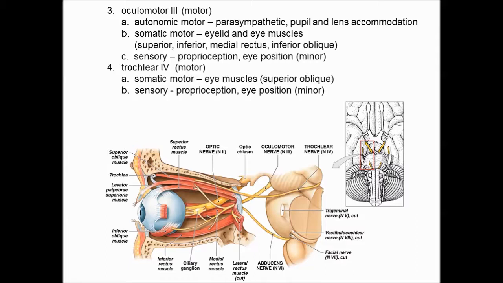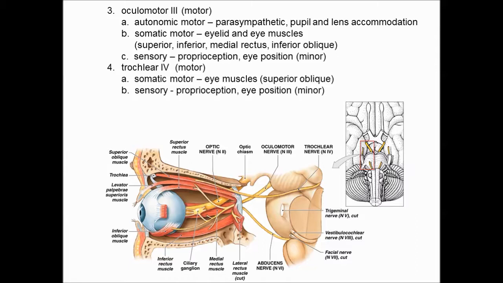So everybody says this is pure motor because that's 99% of what it does. And the same about the trochlear. It's a cranial nerve from the midbrain that goes to the eye muscles, and in this case, the one eye muscle, the superior oblique. And you can tell by its name which muscle it goes to.